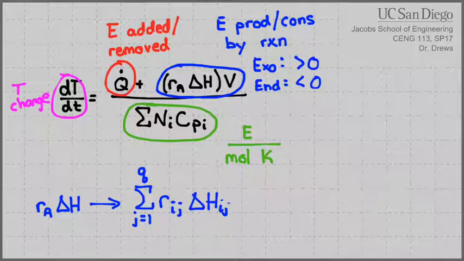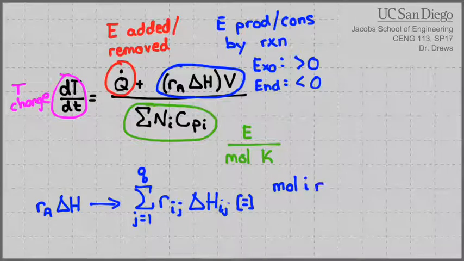So in general, if we look at the units on each one of these, the rate of i is so and so many moles of i, in reaction j, reacted per unit volume per unit time.